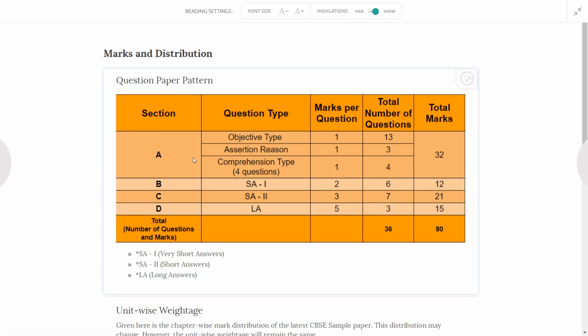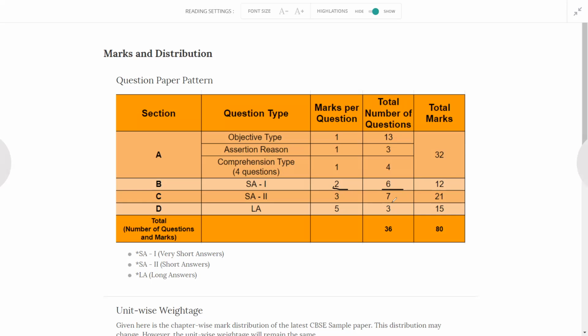Next is section B. Section B is short answer type 1, which carries 2 marks. Each question carries 2 marks, and there will be 6 questions, so the total marks is 12. Next, section C contains short answer type 2 questions. Those questions will be 3 marks each, and you will have a total of 7 questions.